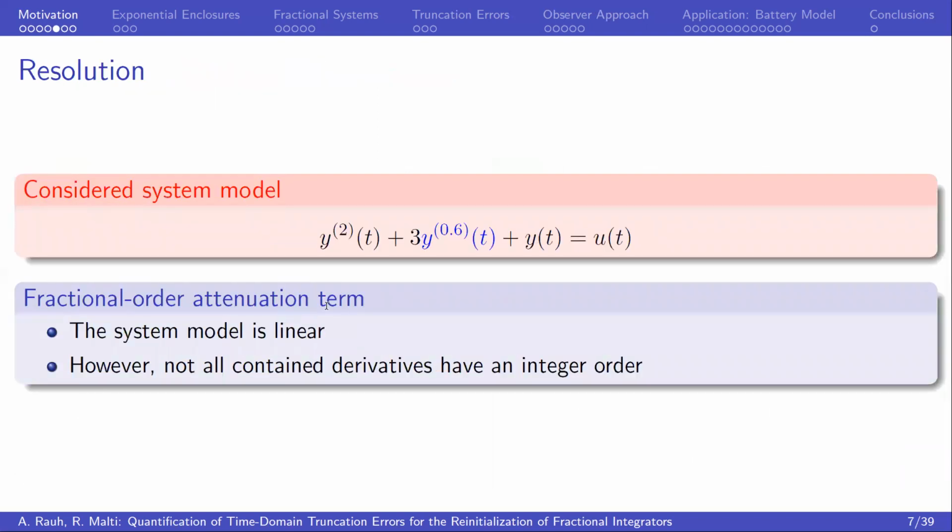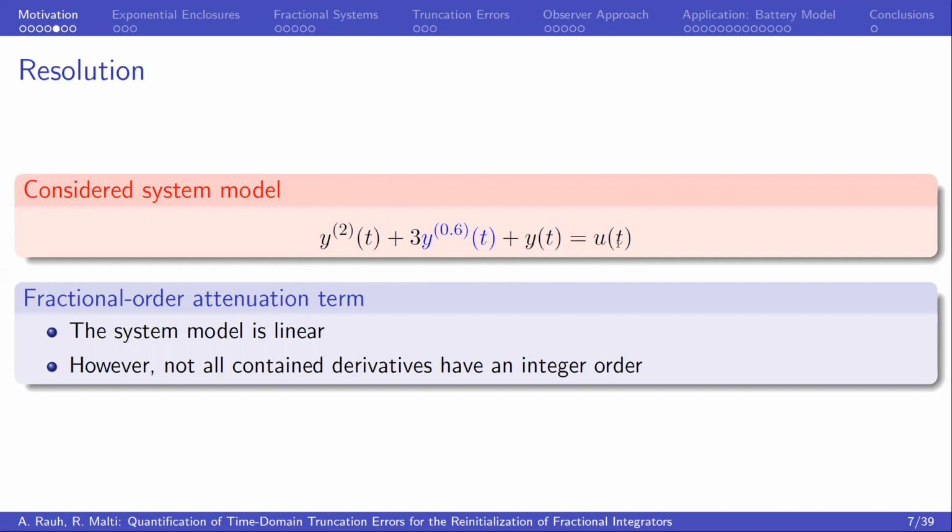The corresponding system model that you see here on this slide is a differential equation that is linear. It contains the output signal y, the classical second order time derivative of the output, something like the acceleration in a mechanical system, and here in blue, a time derivative of order 0.6 of the system output. u is the external input, the system excitation.